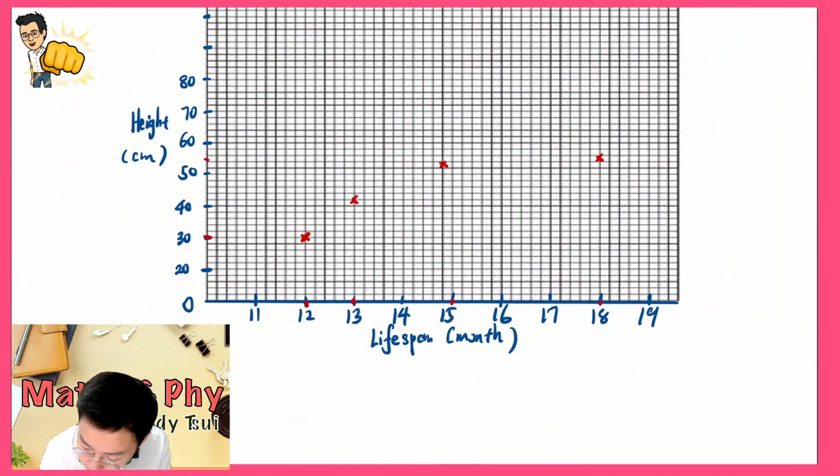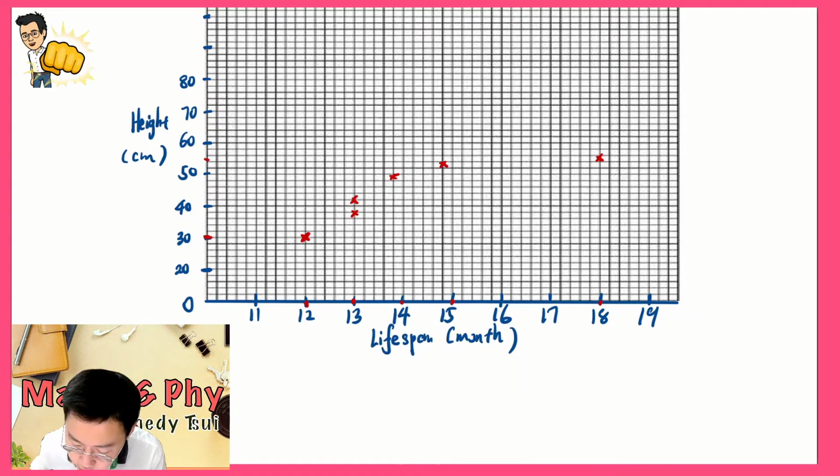And then for the next one, it should be plan E. It should be 13, and also 38. 13 is here, and then 38. It should be lower than 40 by only 1 grid. And then for the next one, it should be F. The lifespan should be 14 months, and then the height should be 49. It should be lower than 50 by half a grid.